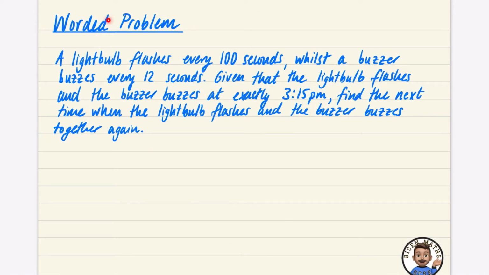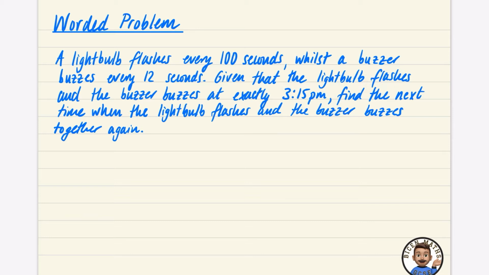Okay, so in this video we're going to look at a worded problem continuing on the theme with the lowest common multiple. Now the lowest common multiple is special because it tells us when two things will occur at the same time, and that's why we're going to be able to apply it to this question where it says a light bulb flashes every 100 seconds whilst a buzzer buzzes every 12 seconds.